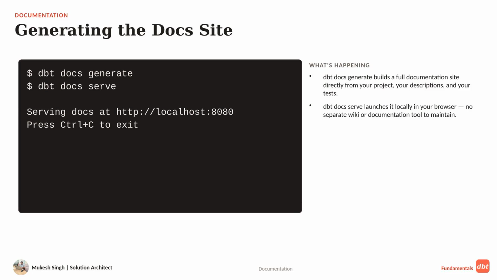Generating that documentation site takes exactly 2 commands. DBT Docs Generate builds the site directly from your project, pulling in every description and every test you've written. And DBT Docs Serve launches it locally in your browser. There's no separate wiki to keep updated by hand, no documentation tool that quietly drifts out of sync with the actual code. The documentation is generated from the same source of truth as the pipeline itself.